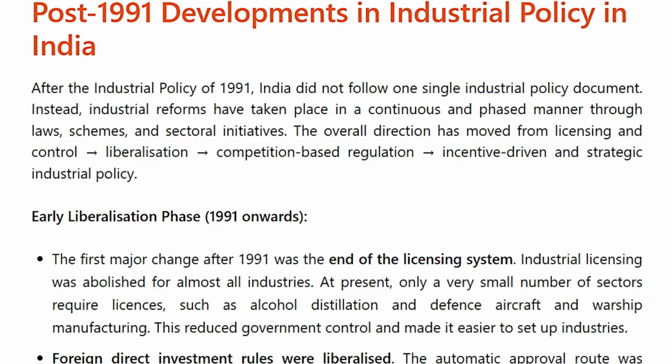Early liberalization phase, 1991 onwards. The first major change after 1991 was the end of the licensing system. Industrial licensing was abolished for almost all industries. At present, only a very small number of sectors require licenses, such as alcohol distillation and defense aircraft and warship manufacturing. This reduced government control and made it easier to set up industries.